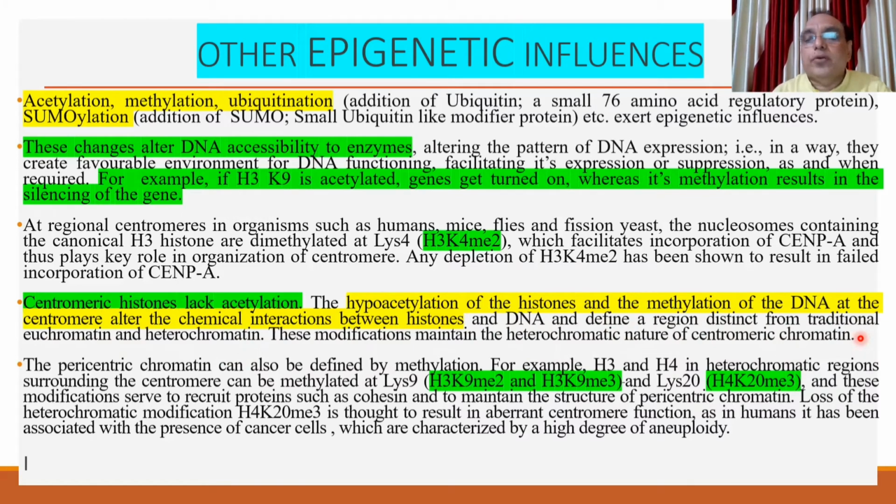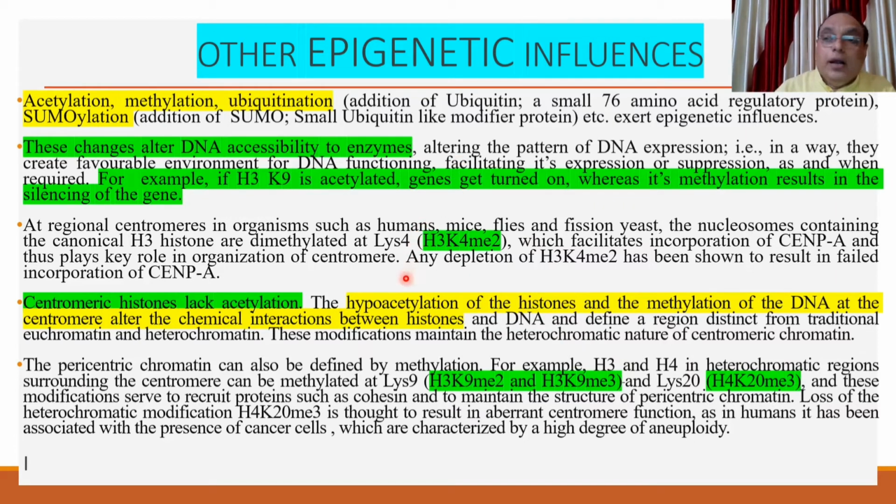The constitutive heterochromatin remains always tightly bound and is not expressed, whereas the facultative heterochromatin may remain tightly bound in some phase and may be expressed, loosened, in another phase. So here the centromeric DNA is hypoacetylated, that is, it has a low level of acetylation and methylation. You have seen earlier that acetylation will promote expression of DNA, methylation will lead to suppression of DNA.